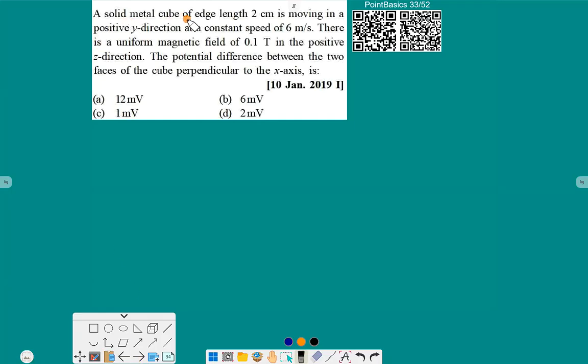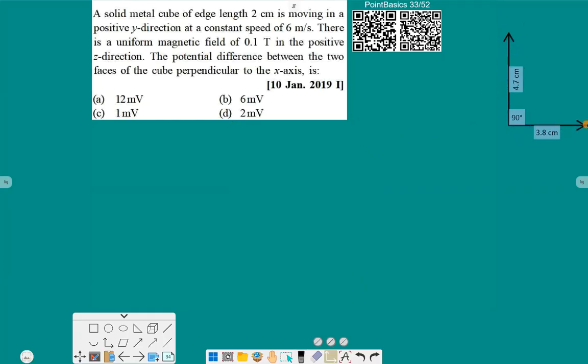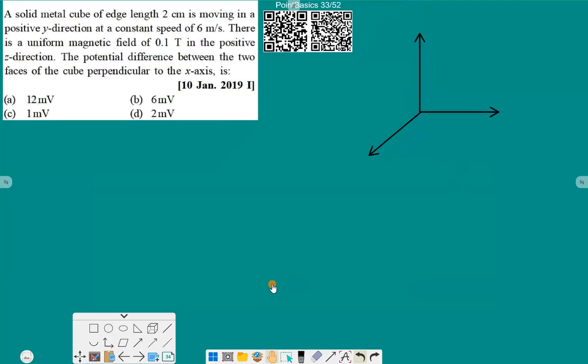A solid metal cube of edge length 2 cm is moving in a positive y direction with constant speed of 6 meter per second. There is a uniform magnetic field in the positive z direction. The potential difference between the two faces of the cube perpendicular to the x-axis. So first of all, let's draw the axis.